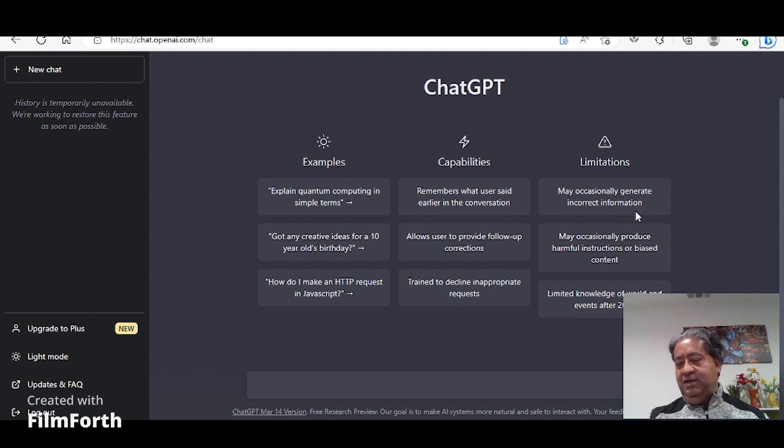ChatGPT might occasionally generate incorrect information. After all, it's artificial intelligence, and so it may not always be 100% correct. It may occasionally produce harmful instructions or biased information, because there are a lot of AI models. That's basically how ChatGPT works. So there could be some kind of bias or limited knowledge of the world and events after 2021, because it's been learning. Or if you have some kind of malicious questions or answers, it may not answer.